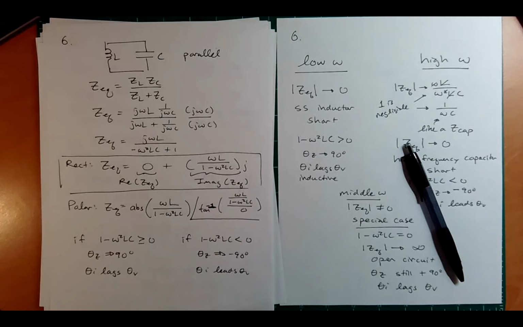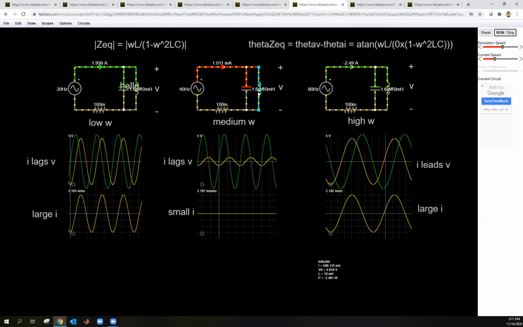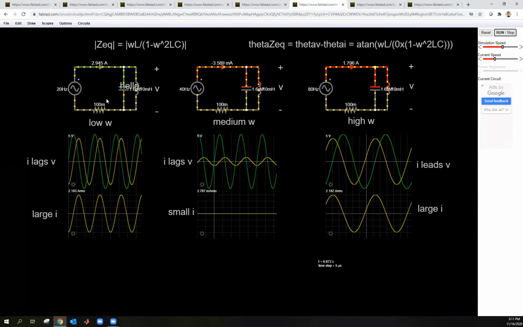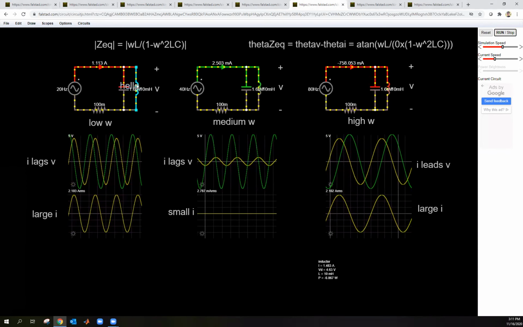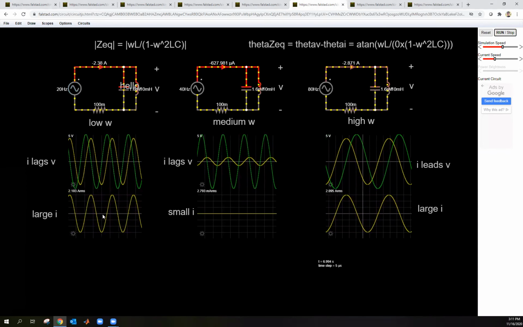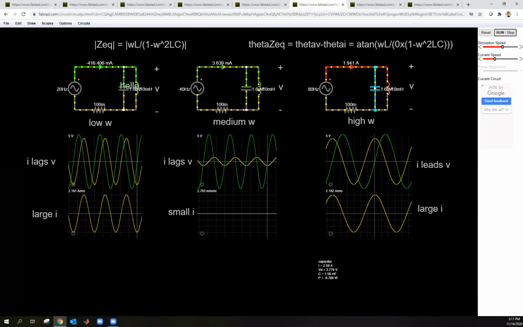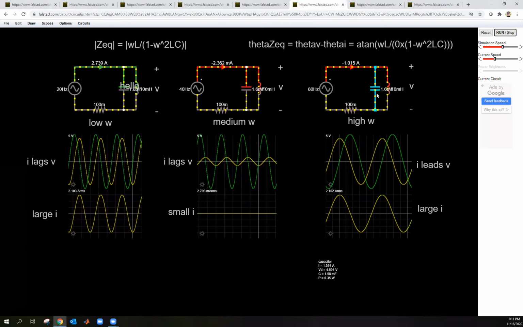Okay, so share screen. Let's go to here. We have the capacitor and inductor in parallel. And remember, at low frequency, you can even see it: the inductor is taking the majority of the current, and the current's lagging the voltage, and we have a large amplitude of current. Even at high frequency, we get a large amplitude of current because this time the capacitor is taking all of the current, because the capacitor at high frequency is behaving like a short.